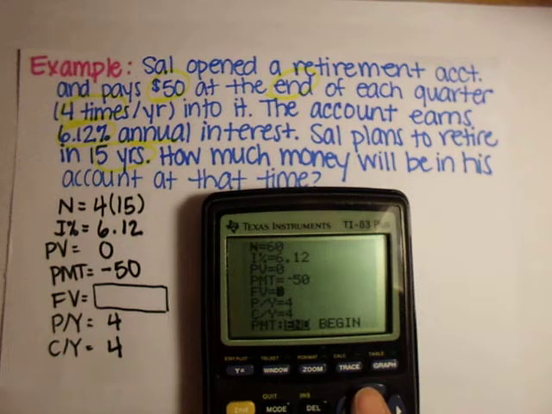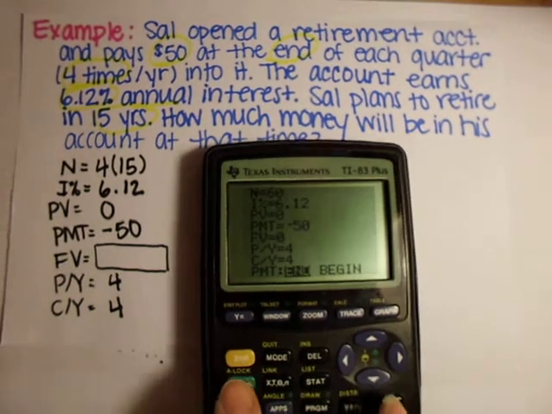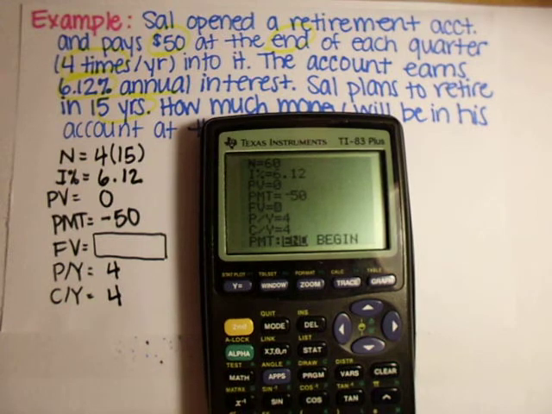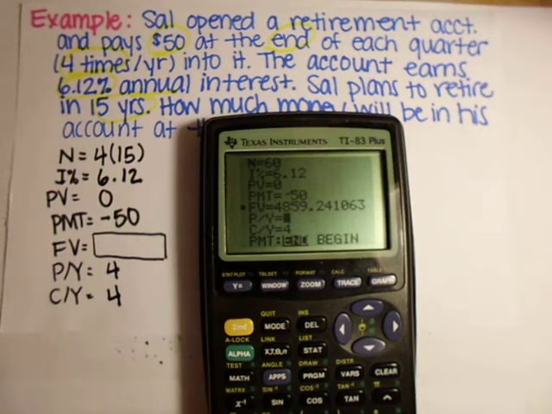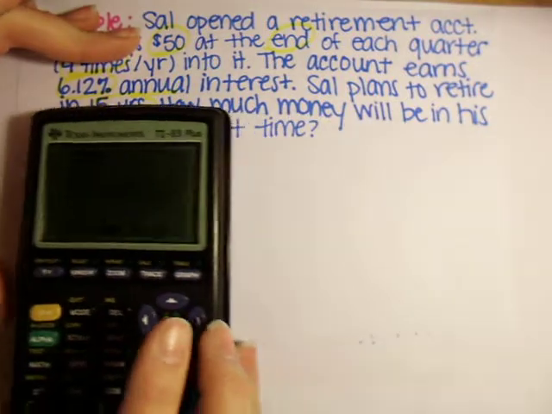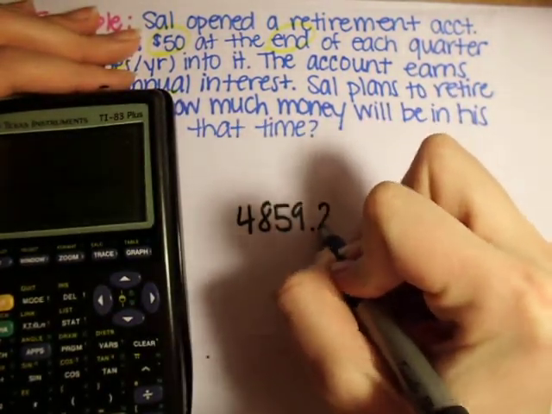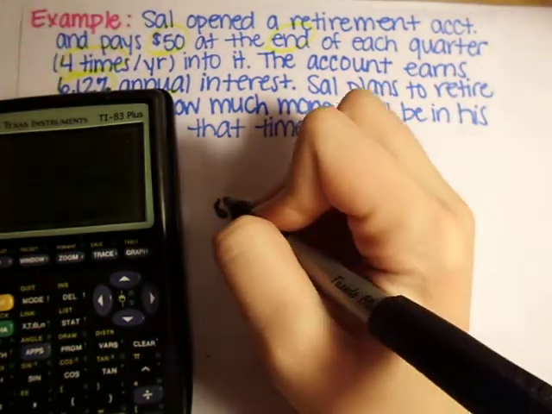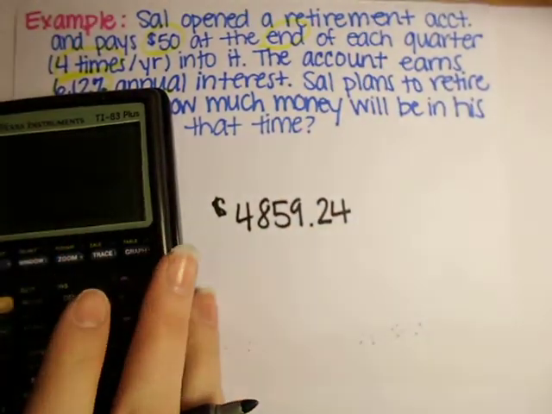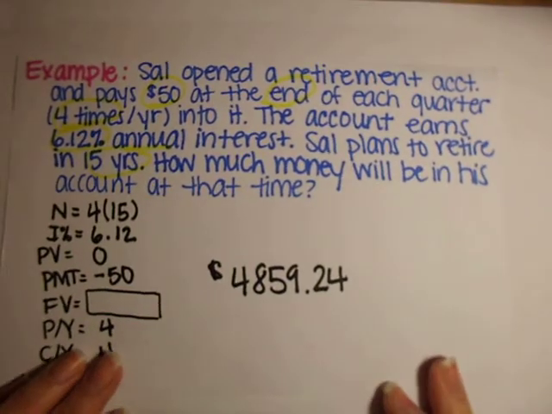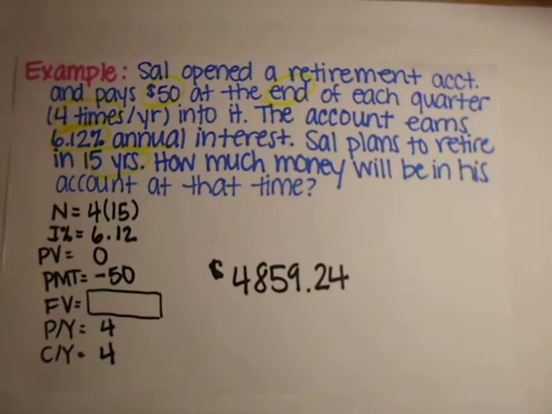To solve for this, we're going to press alpha and then enter. And we can see that the future value of the account will be $4,859.24. So after 15 years, paying $50 at the end of each quarter, Sal will have $4,859.24. Let's try another example.